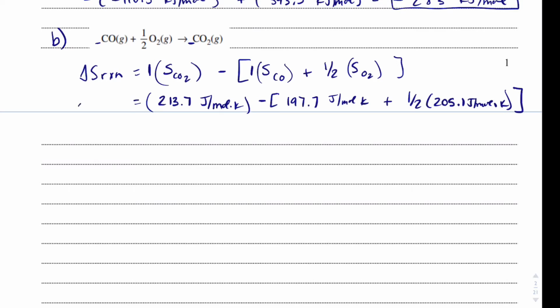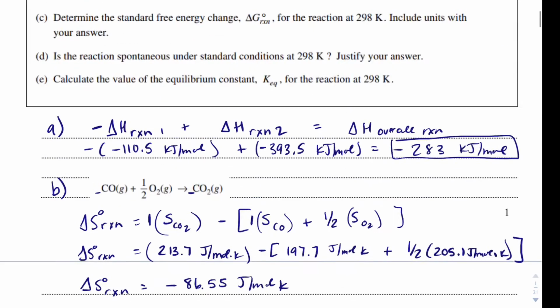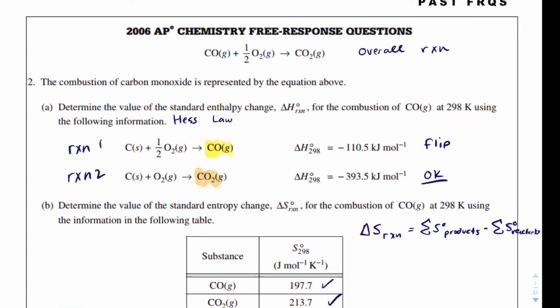Okay, and that equals delta S for my reaction, and I forgot my little knot. We are at 298 Kelvin, so we are definitely at standard conditions, or standard temperature. And when I do that, I get negative 86.55 joules per mole Kelvin. And let's see if that makes sense. We're going from 1.5 gas moles to 1 gas mole, so we should definitely be losing disorder. That's what we would predict.